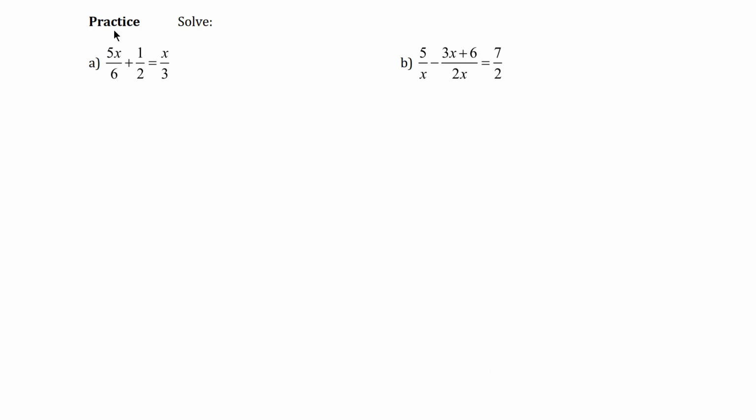Next, we have a practice problem for you to solve. For part A, we have 5x over 6 plus 1 over 2 equals x over 3. For part B, we have 5 over x minus 3x plus 6 over 2x equals 7 over 2. Alright, so go ahead and pause the video, solve each problem, and then check back with the video to see the solutions.